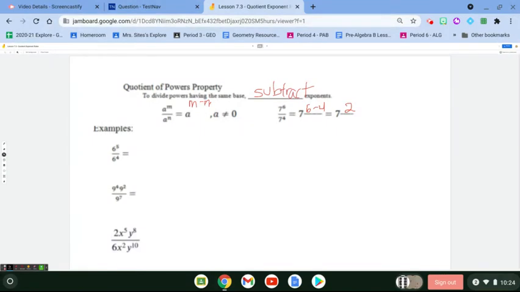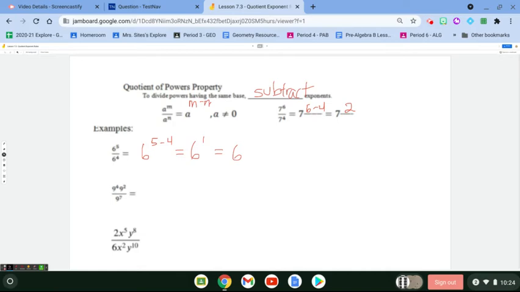So let's take a look at these 3 examples together. Keep the base of 6, subtract in order, 5 minus 4, and we're going to end up with 6 to the power of 1, which we can simplify down to 6. If I look at my numerator, I have 9 to the 4th power and 9 to the 2nd power, and we're dividing that by 9 to the 7th power.